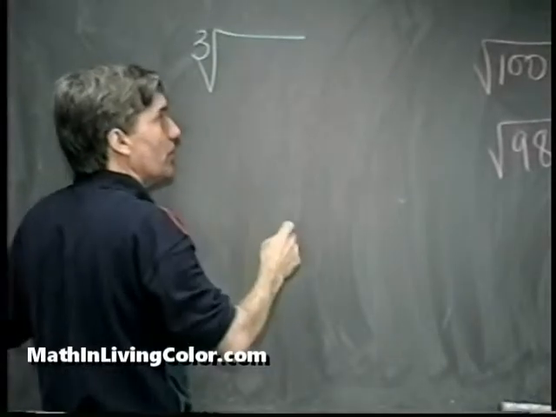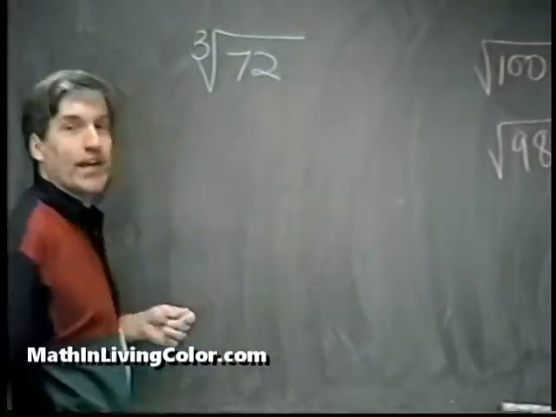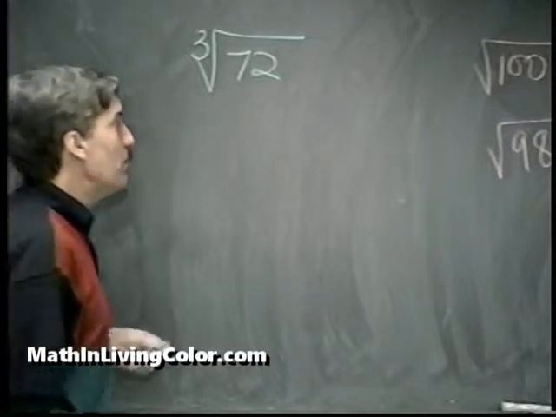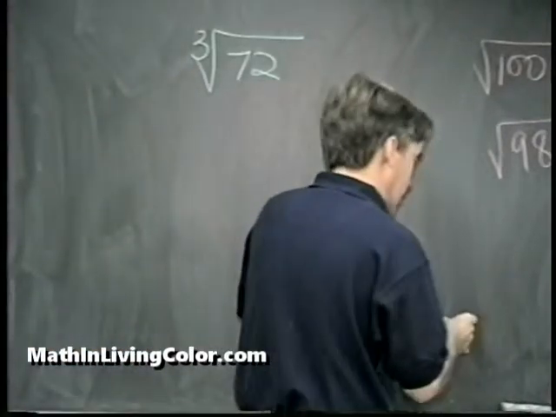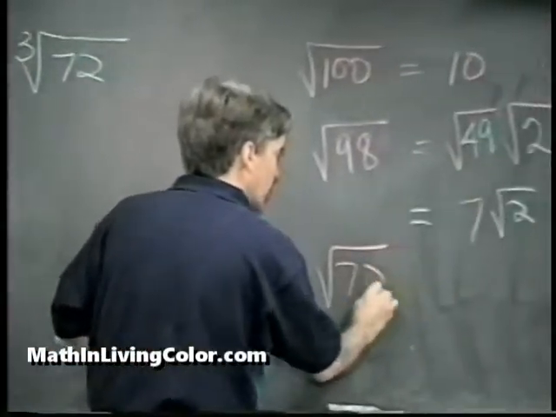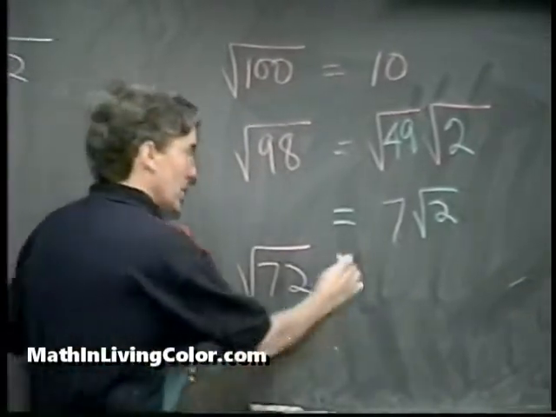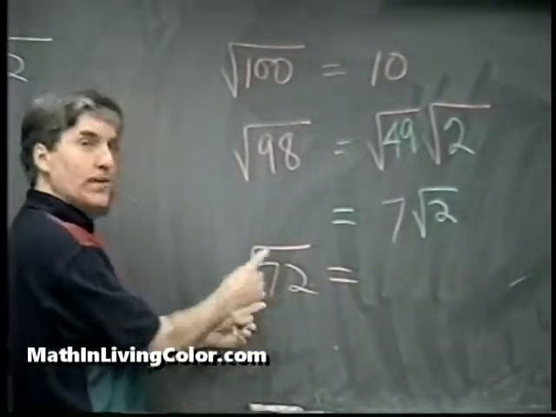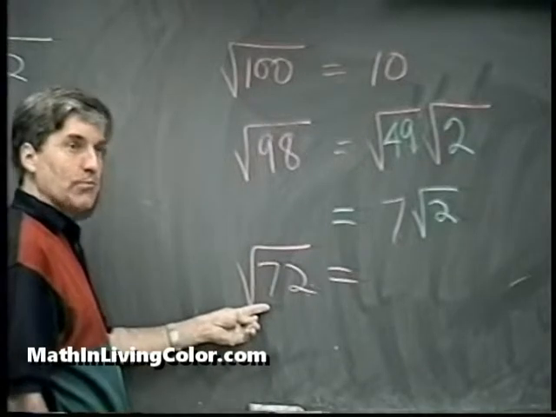Oh, what's a good number? Cube root of 72. I think I mentioned that earlier. The cube root of 72. Before I do that, let's do the square root of 72. The square root of 72. What are we looking for? We're looking for a perfect square that divides into 72. Can you think of a perfect square?